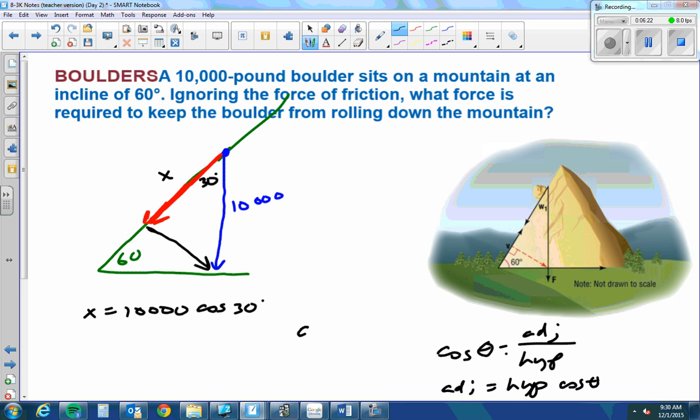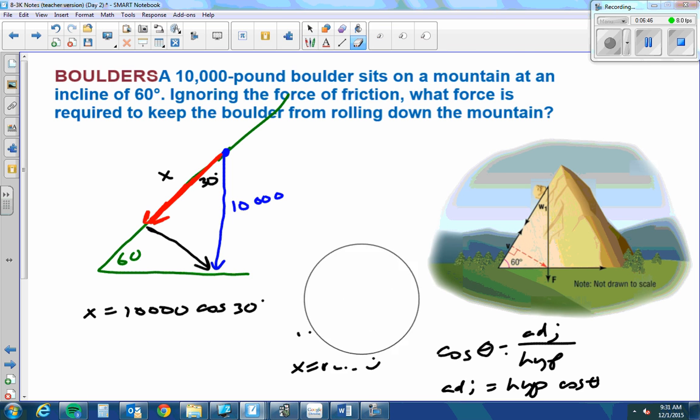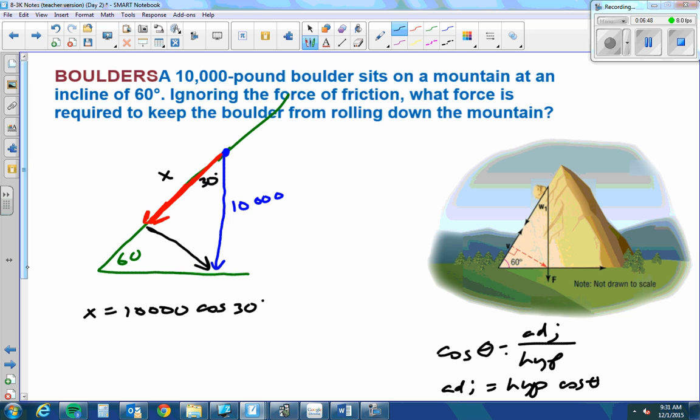Or if we're on the unit circle, then we say cosine is x over r, which means if you want to find x, you do r times cosine of theta. Or if we're talking about vectors, then cosine is adjacent over the magnitude. Normally that would be the horizontal component. So I'm saying it's the same idea. Type it in, tell me what you get.